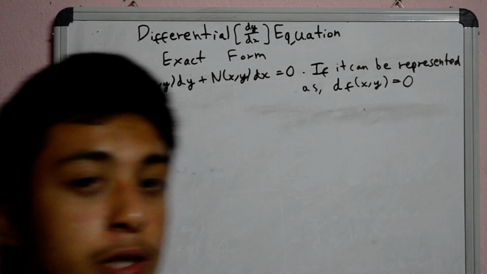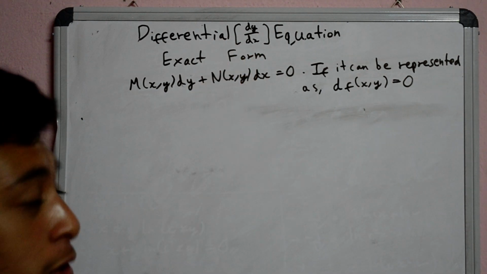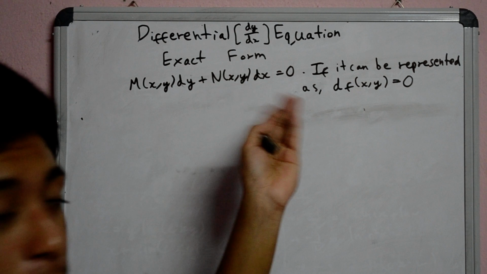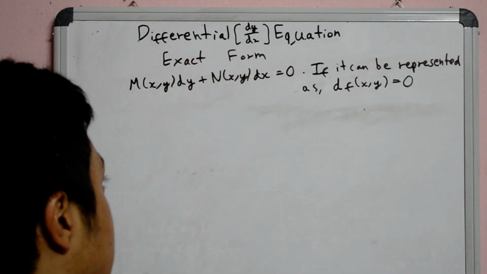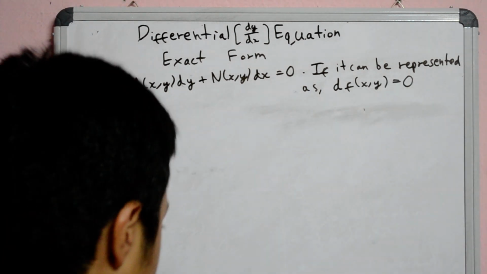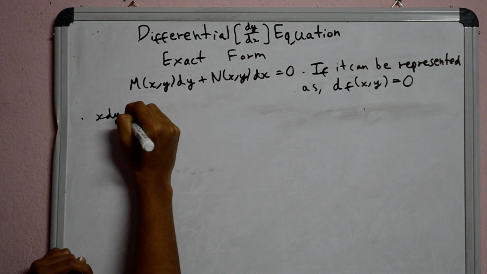Hello everyone, today I'll be teaching you the exact form of the differential equation. If you have a differential equation in the form of M(x,y) dy plus N(x,y) dx equals 0, this will be in the exact form if this function can be represented as a derivative of a function of x, y. So let's try an example.